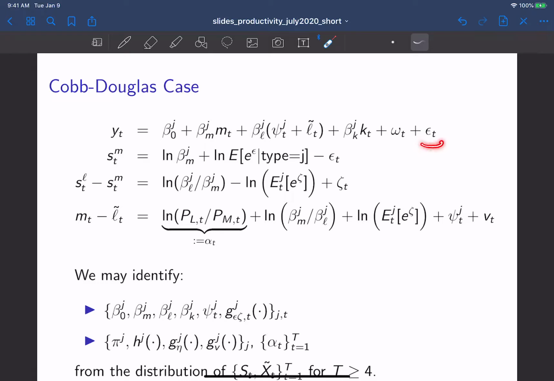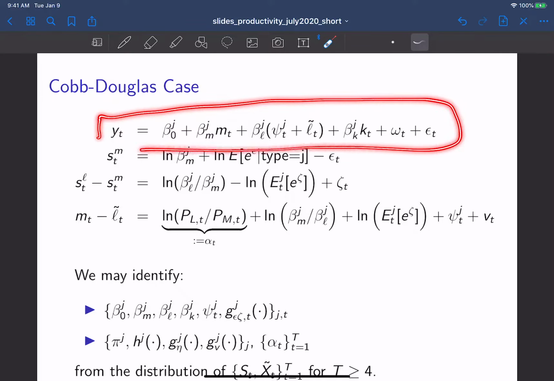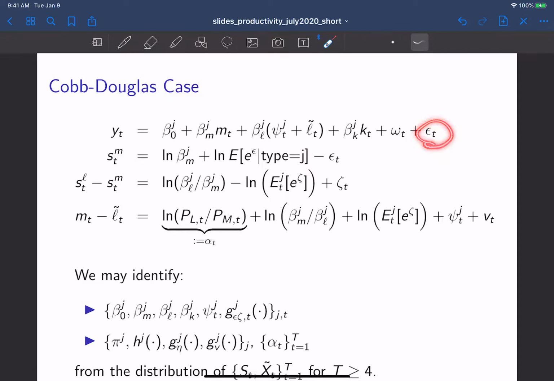Yeah. Okay. So for example, if you look at this output equation, all the price is going to be in epsilon, or if it's type specific, it's going to be here. So I think if it's not IID, if it's persistent and different across types, it's going to be in here.